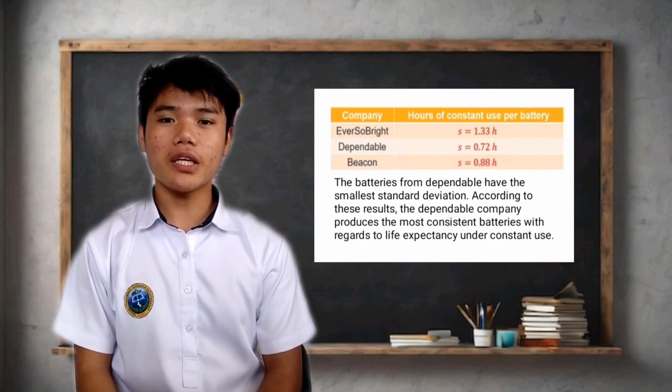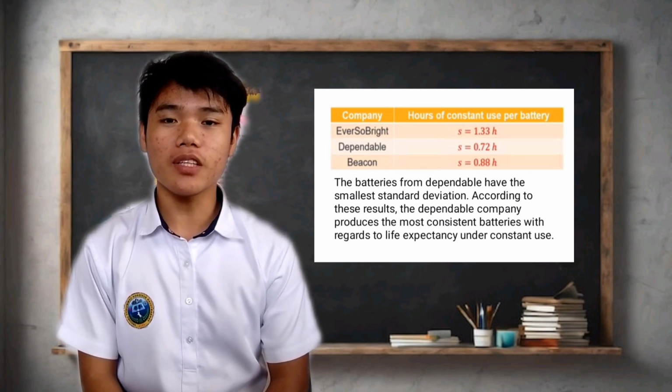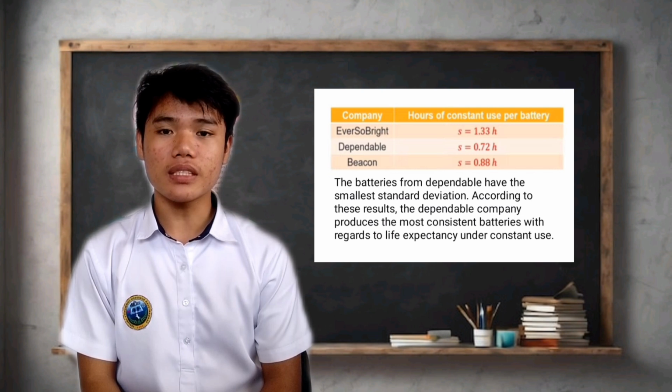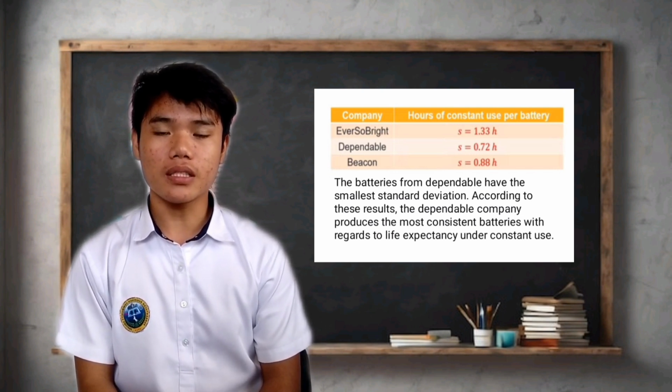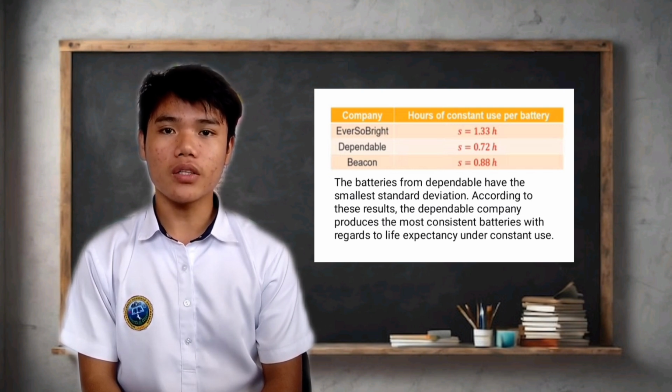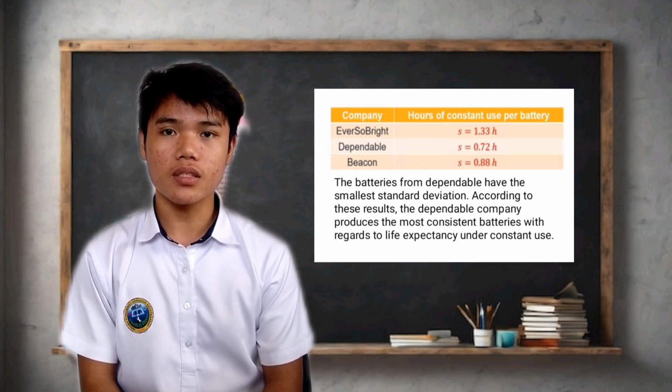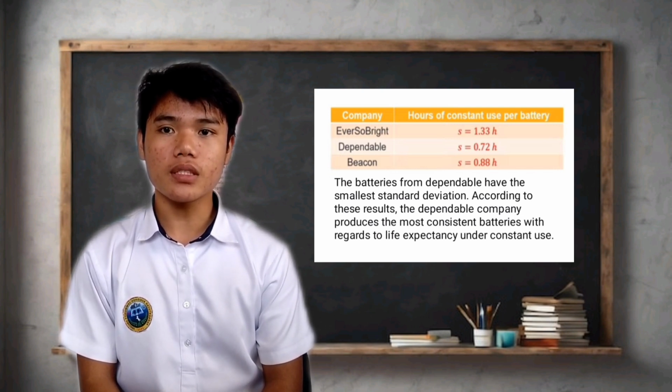So for the three companies, Ever So Bright, Dependable, and Beacon, the standard deviation of hours of constant use per battery is: Ever So Bright 1.33 hours, Dependable 0.72 hours, Beacon 0.88 hours. So therefore, the batteries from Dependable have the smallest standard deviation, which is 0.72 hours, according to these results. The Dependable company produces the most consistent batteries with regards to life expectancy under constant use.